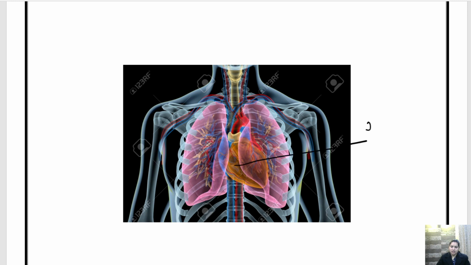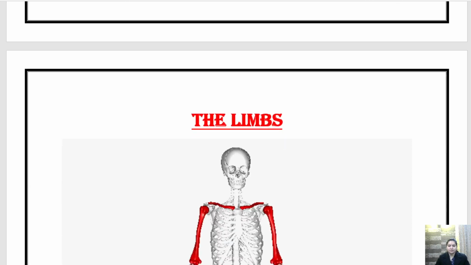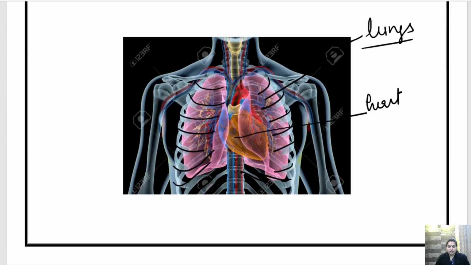We know that this rib cage protects internal organs like the heart and lungs. So this is the heart and this is the lungs, and we can see that they are clearly covered with the rib cage. You can see the rib cage here. It is covered with the rib cage so that no external pressure is applied. So to protect the lungs and heart, the rib cage is present. Is it clear, children?